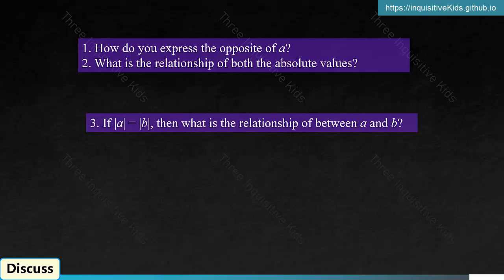So the answer for the first question is using additive inverses. The additive inverse of one number is the opposite of that number. And the relationship of both the absolute values is that the absolute value of both the numbers is the same. If the absolute value of A is equal to the absolute value of B, then what is the relationship between A and B? A has to equal B, or A has to equal negative B.